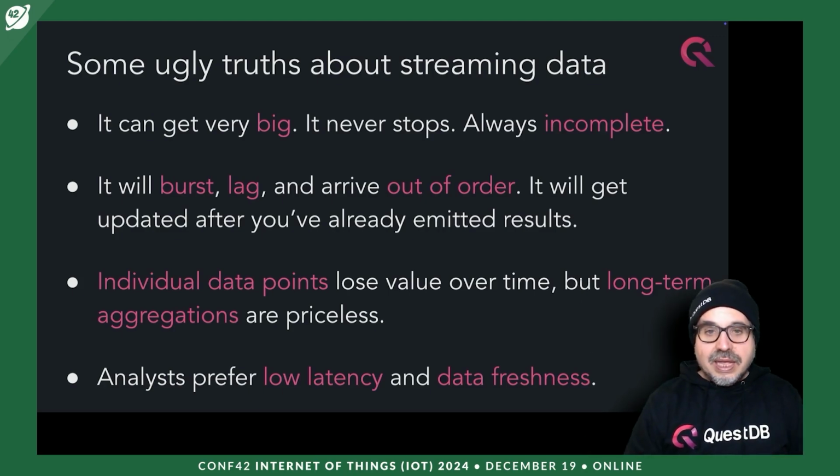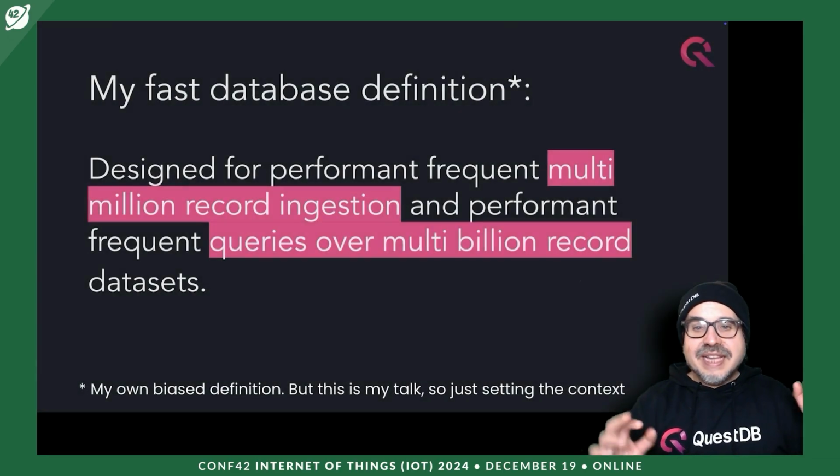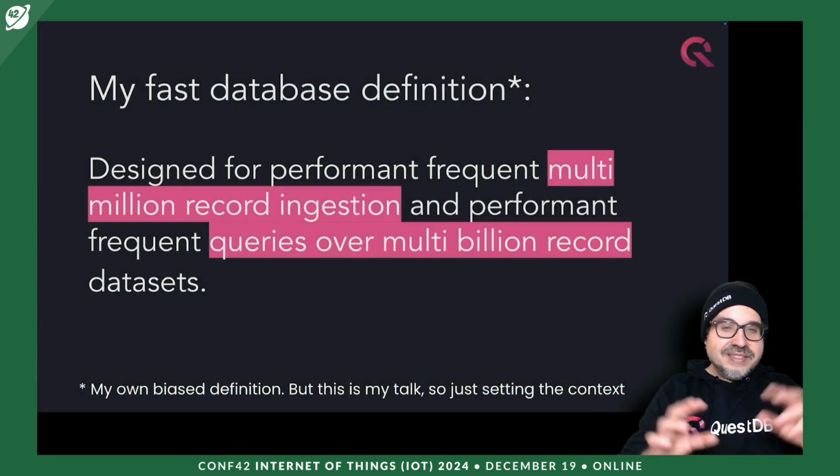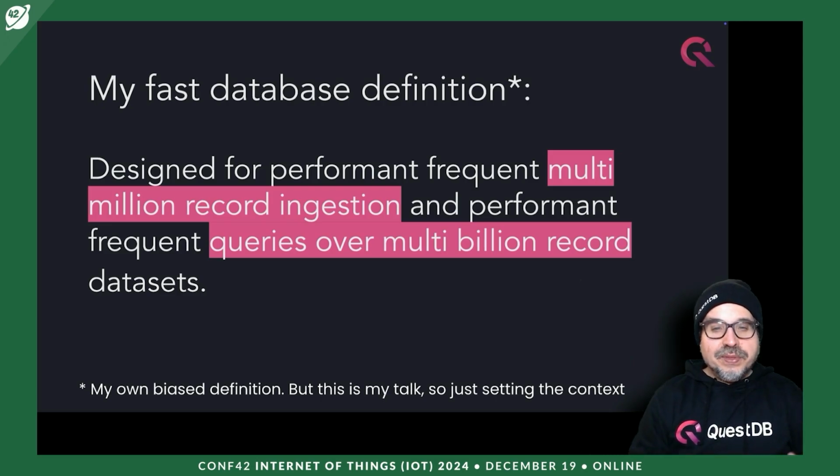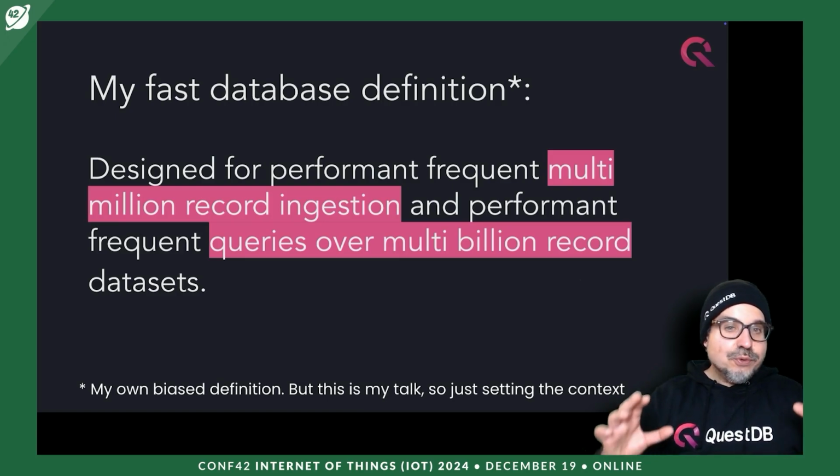So that's tricky. And that made a new type of database appear, which I'm going to call fast databases. So fast databases will be like a specialization of analytical databases that are designed for real time.